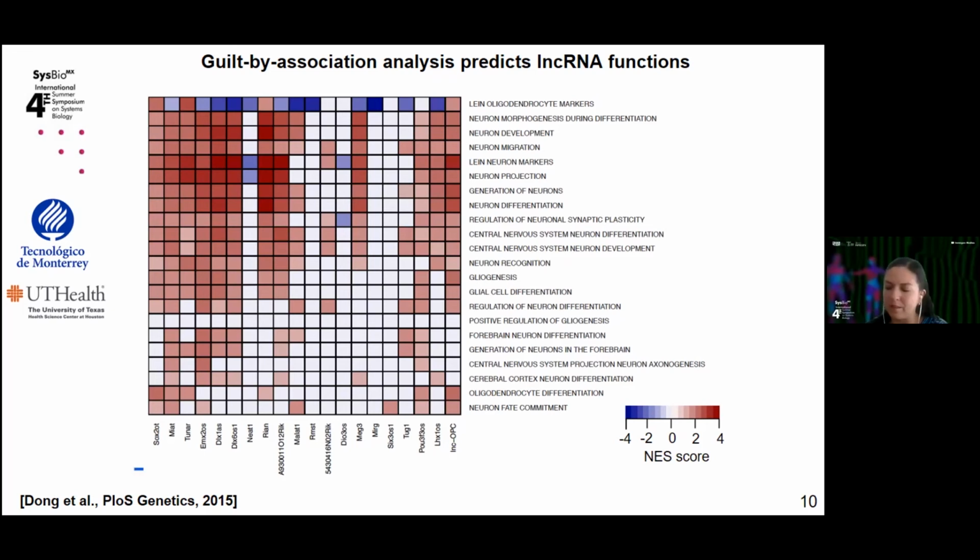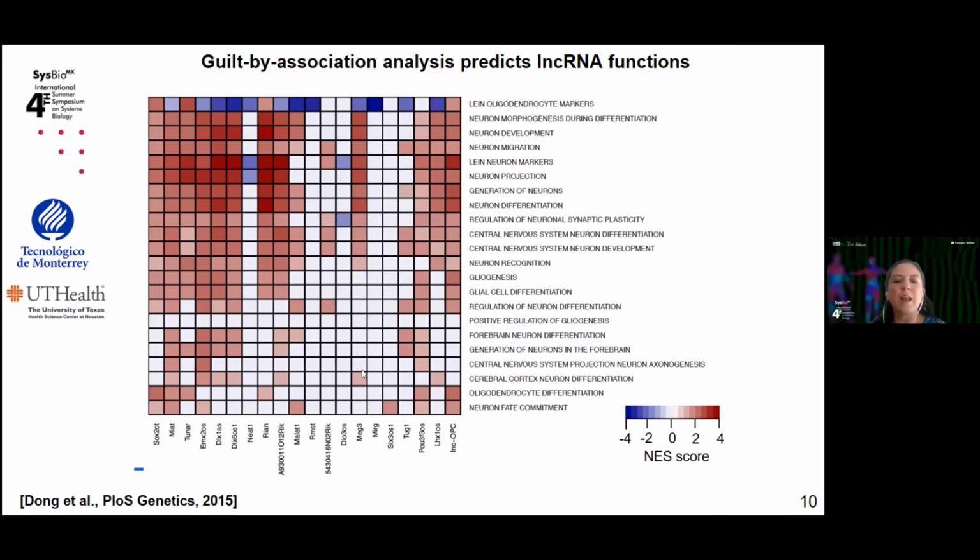So that's why that's the name of this analysis: guilt by association. A lncRNA gets a function due to its association with protein coding genes. So if there's a high correlation with protein coding genes that are involved in neuron differentiation, then by association, the lncRNA that has this high correlation to protein coding genes will also be involved in neuron differentiation.